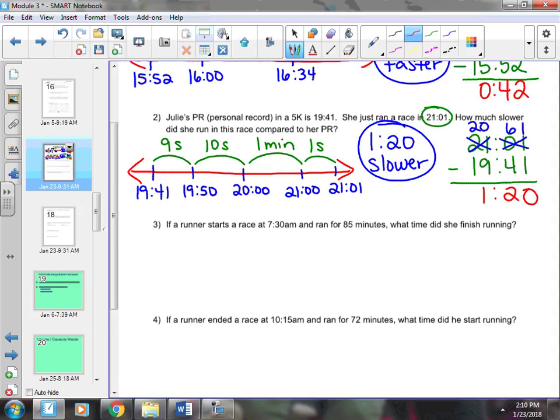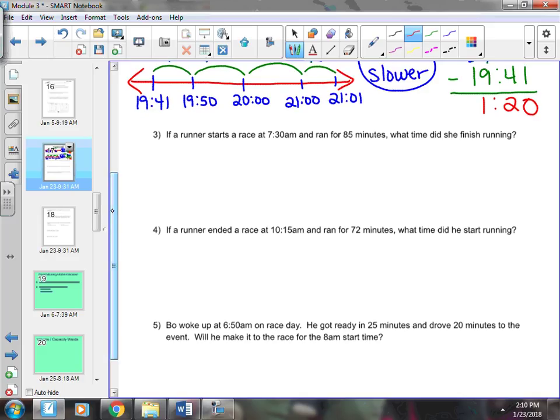I can see that I get the exact same answer whether I do a subtraction problem or a number line. Number 3, if a runner starts a race at 7:30 a.m. and ran for 85 minutes, what time did she finish running? I did this with a kid in class today. We talked about 85 is the same thing as an hour and 25 minutes. Anything over 60, it's kind of nice to think of it as an hour and a little more. So 85 minutes is an hour and 25 minutes. And I think that will help me as I jump.